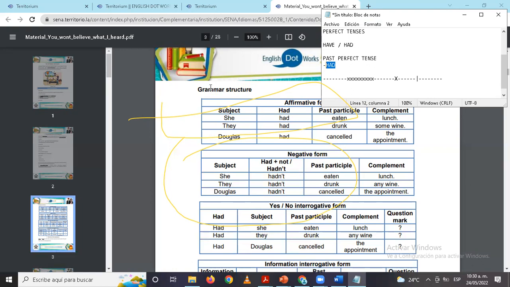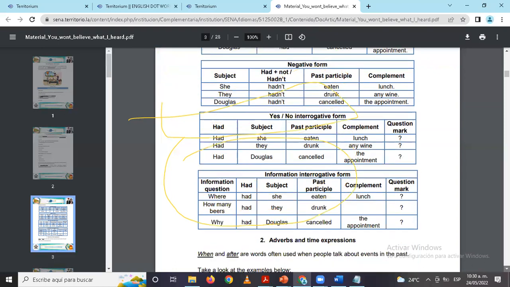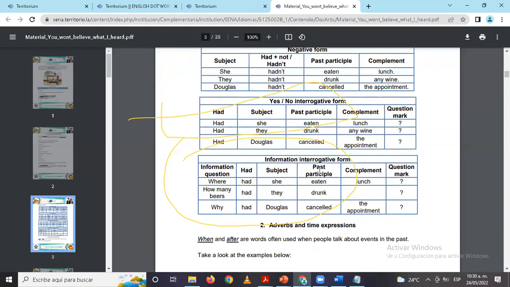Okay, here you have the affirmative, the negative. The auxiliaries in English are used to form the negative form and also the interrogative. We use had to ask the question and to put the adverb not. So here you find the whole information about the grammar structure.